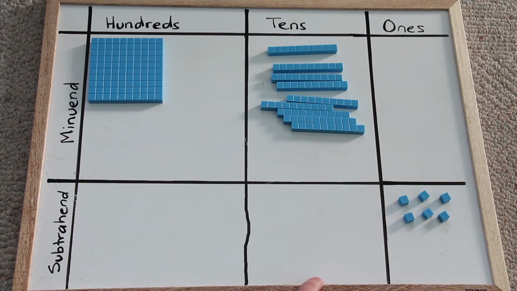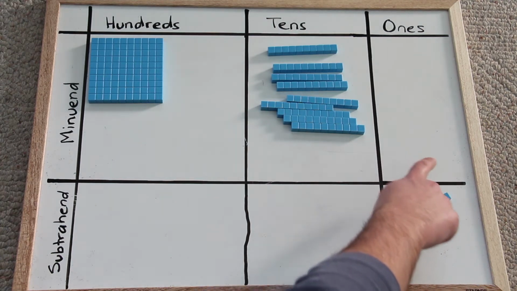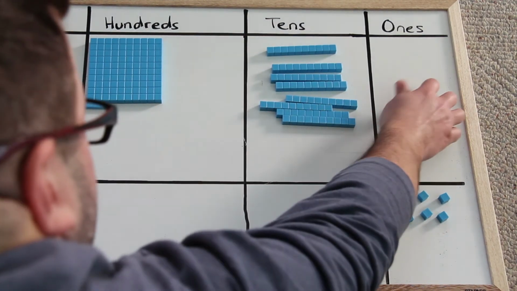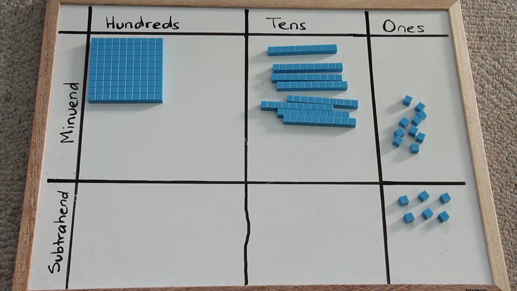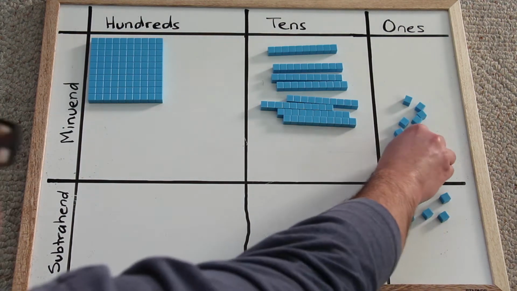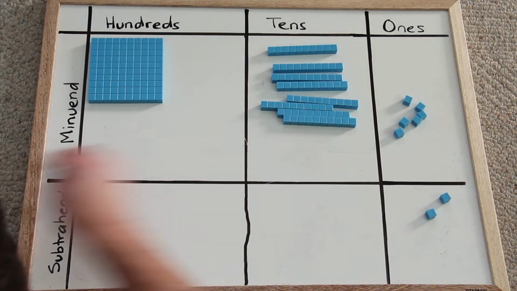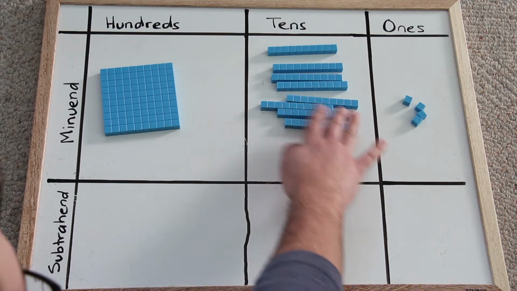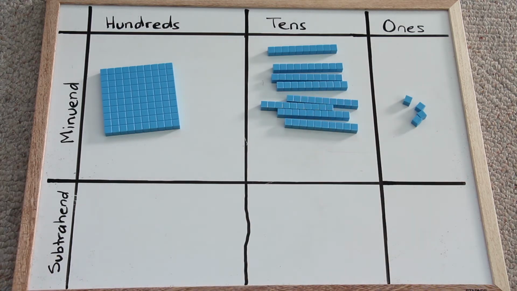There are no more rods left in our subtrahend position, so that means we can move on to the ones. Again, there are more units in the subtrahend position than there are in the minuend, which means we need to make a trade. So we'll trade 1 rod for 10 units, and then we can continue to match and take away. And what we are left with is 1 flat, 8 rods, and 4 units, which is 184, which is the difference and the solution to our equation.